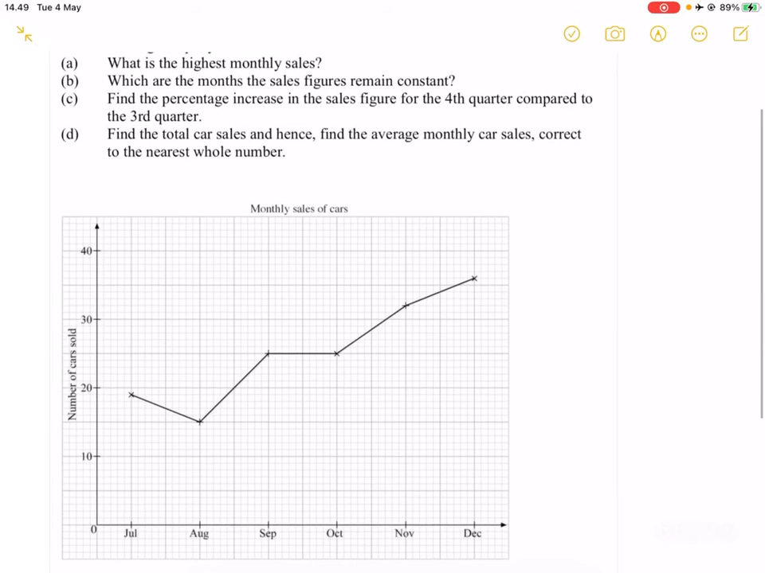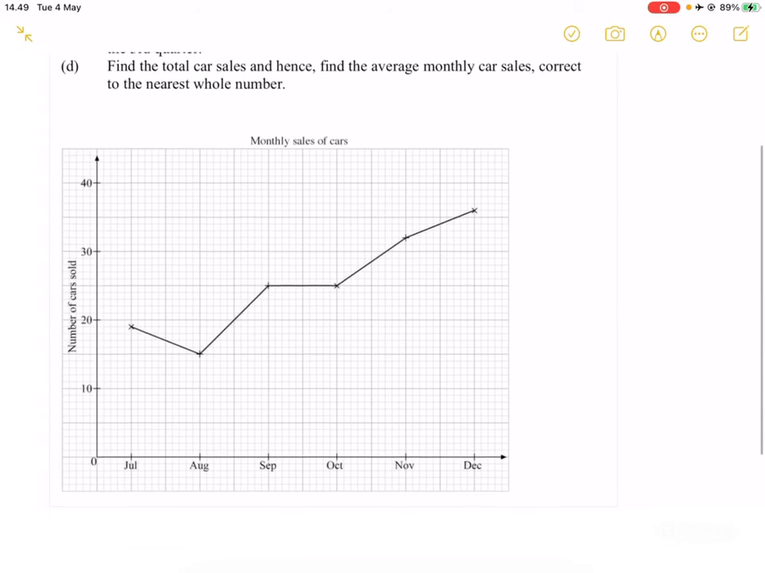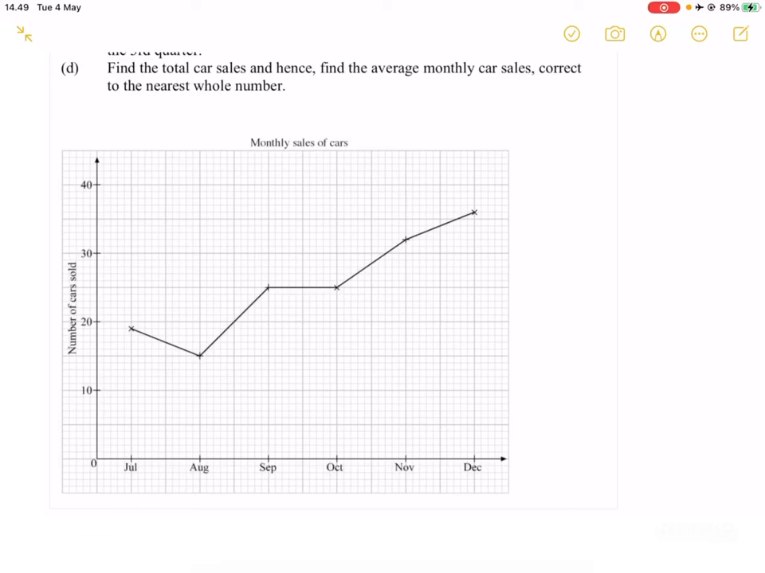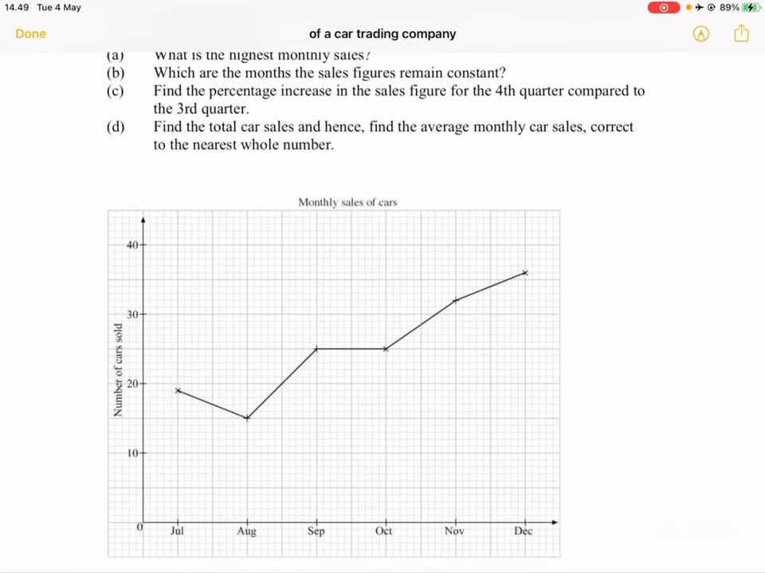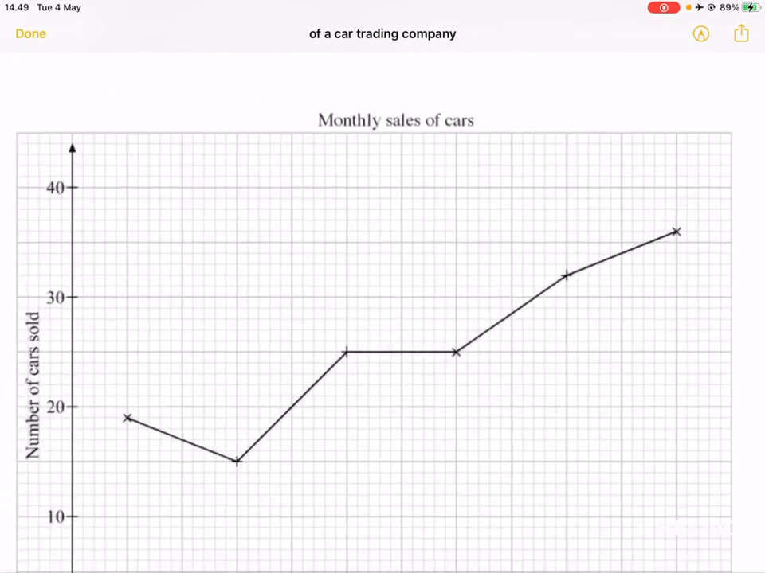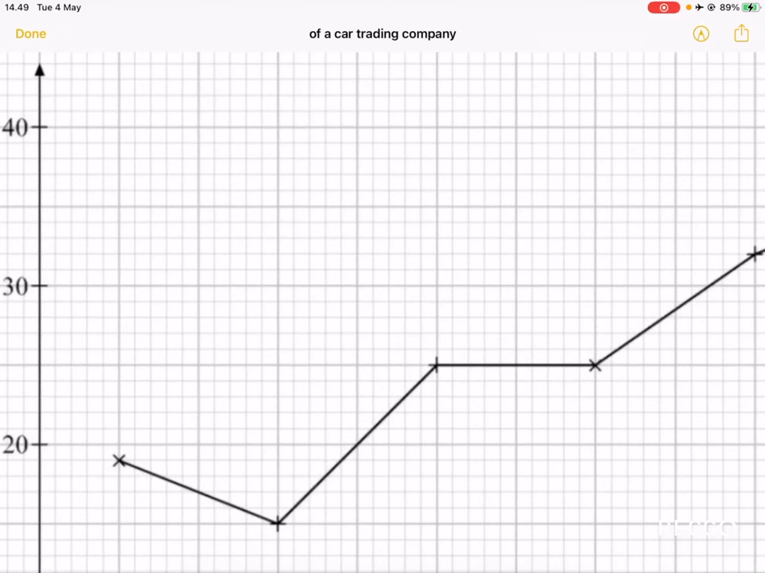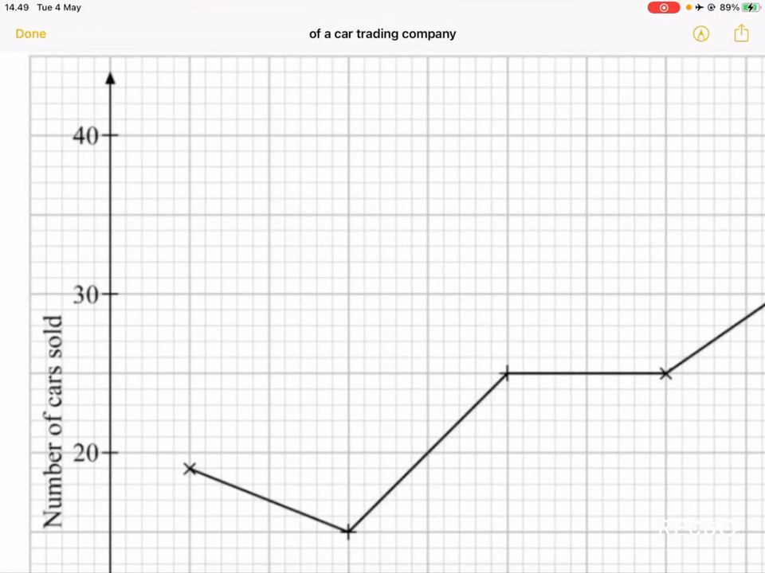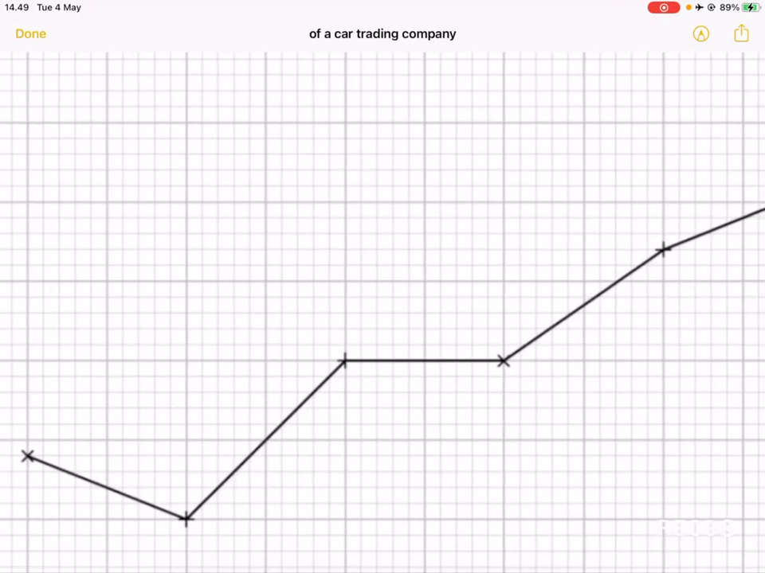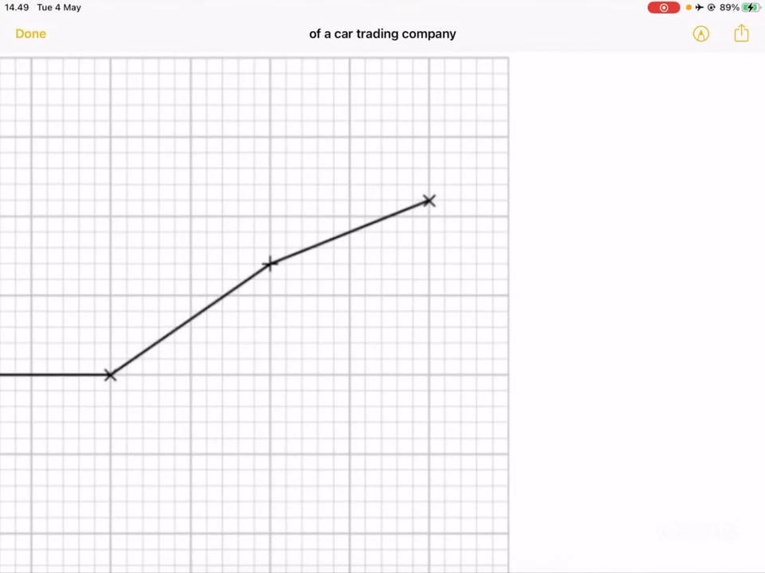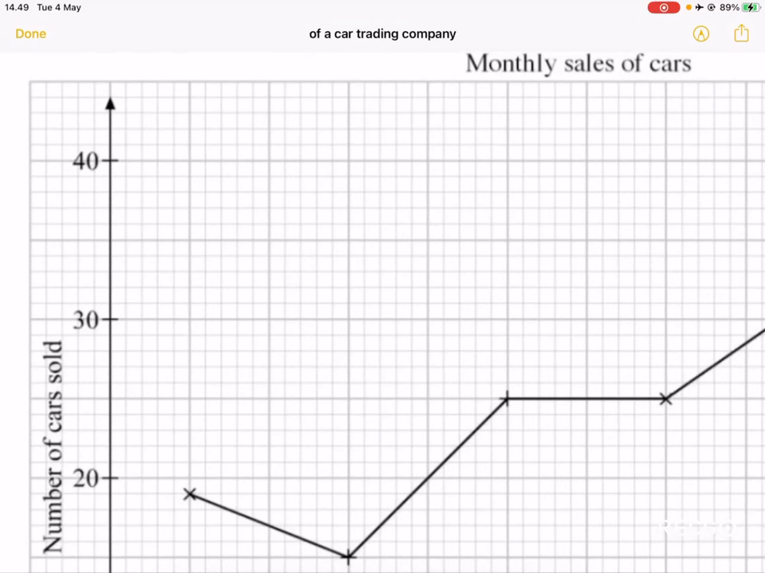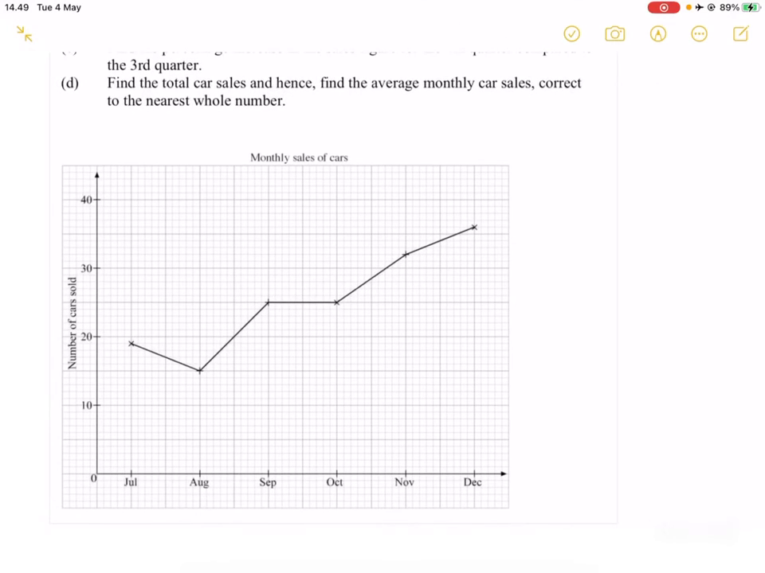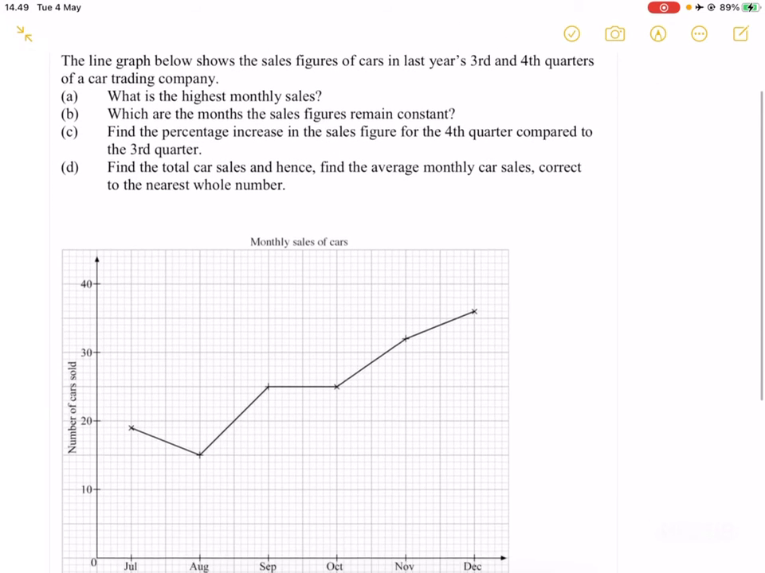So the highest monthly sales according to the line graph is at December, with a monthly sale of 36 if you look carefully at the graph. And as you can see, one grid right here represents one car sold. So the dot right here is 6 grids above 30, which means it's 30 plus 6, which is 36.